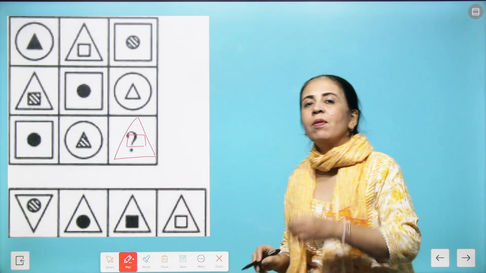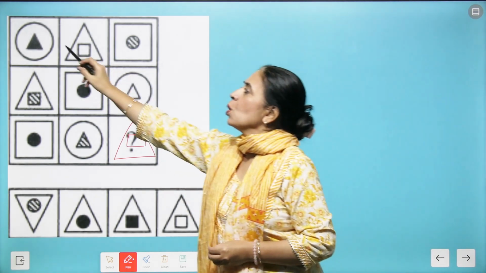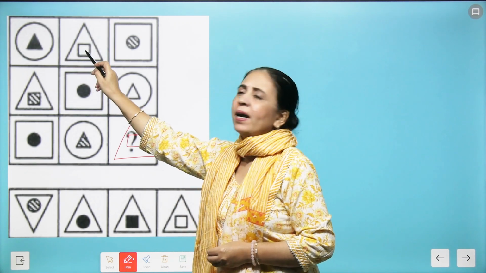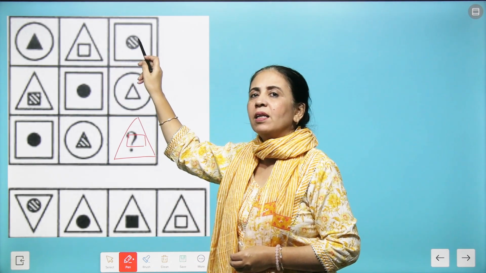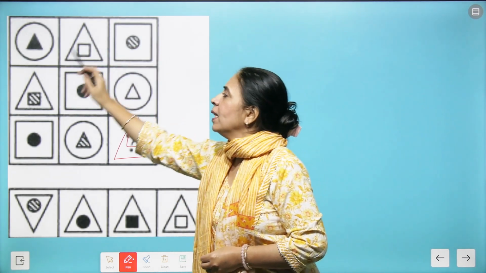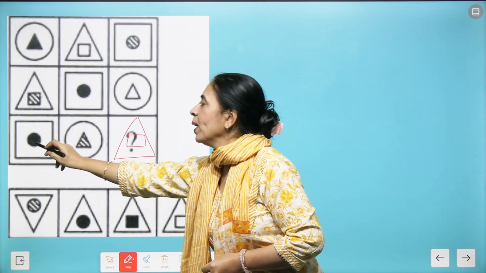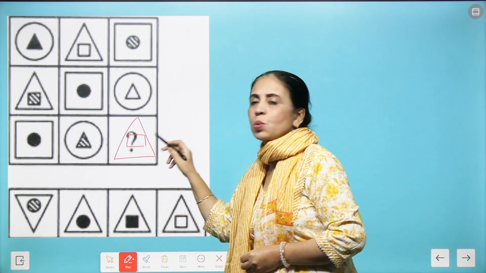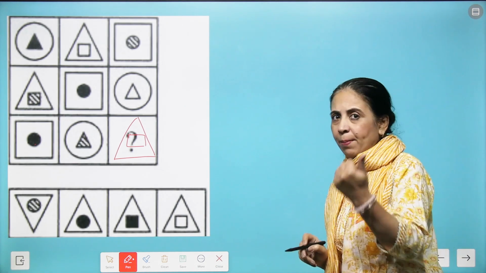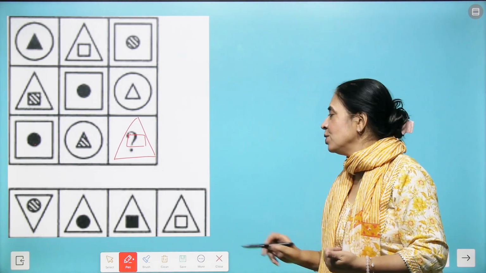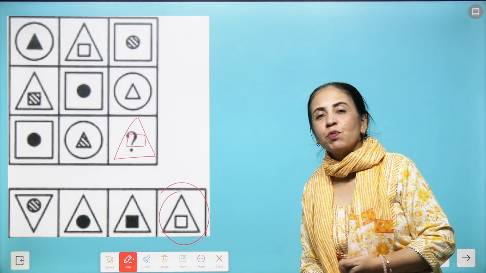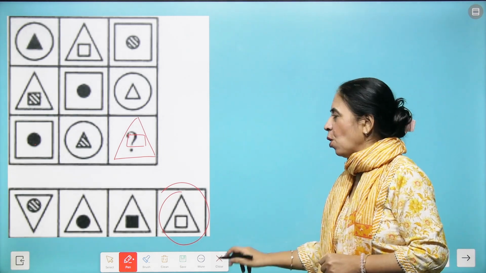Now let's see which one is shaded. One is shaded with black, another with white, and the third one is striped. Then striped, black and white. So here we have black and striped. So this one will be the blank one. Am I right in saying this? And you say that this fourth option is the correct option.